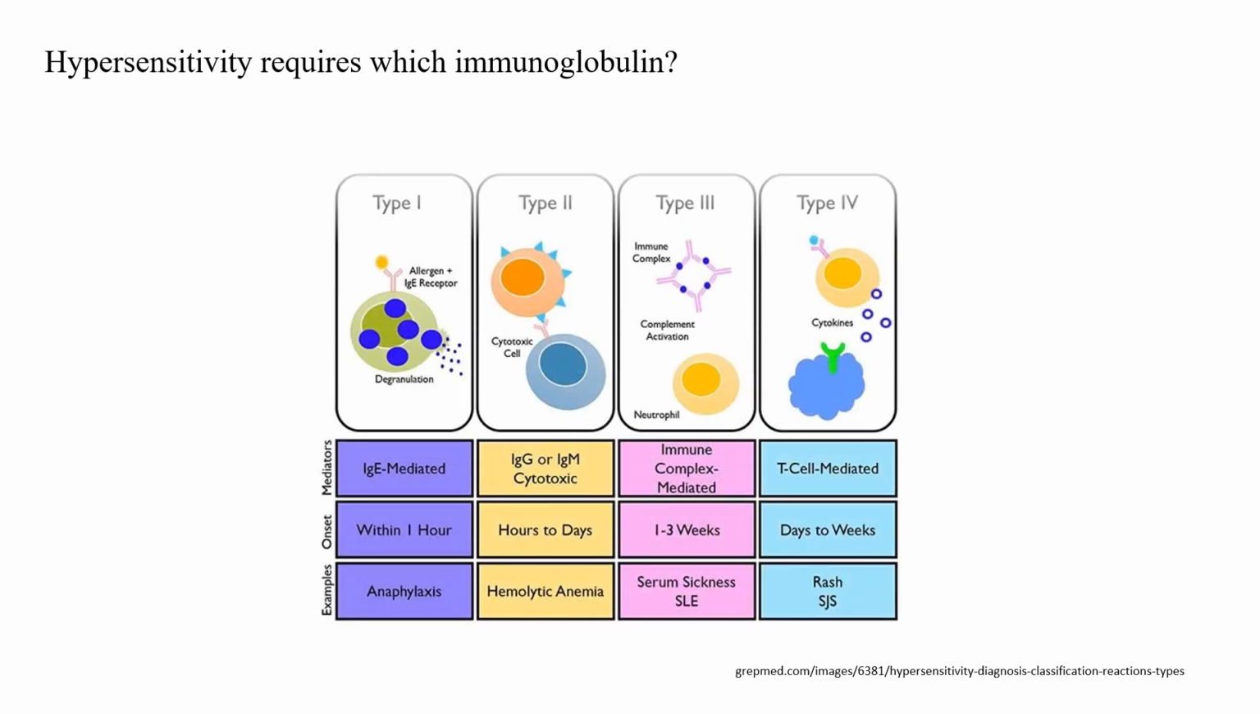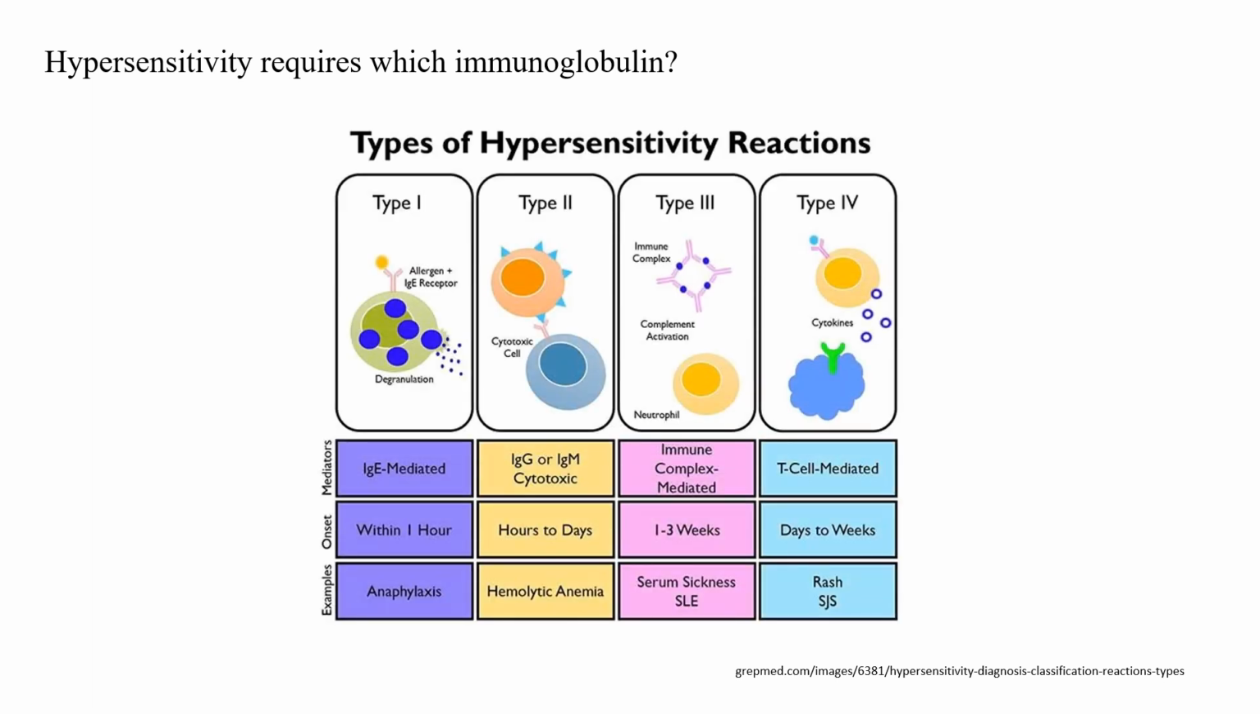Hypersensitivity requires which immunoglobulin? For this, we shall refer to this diagram. Now, as we can see, type 1 hypersensitivity reactions involve IgE antibody against soluble antigens, triggering mast cell degranulation. This is within 1 hour, and examples are anaphylaxis. Type 2 hypersensitivity reactions involve IgG and IgM antibodies, that is immunoglobulins, against cellular antigens, leading to cell damage mediated by other immune system effectors.